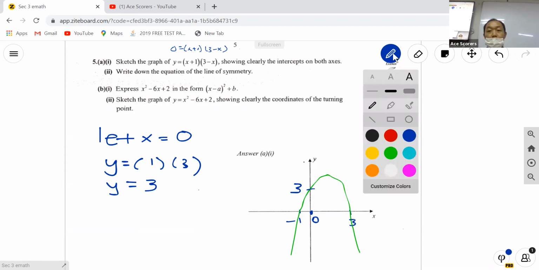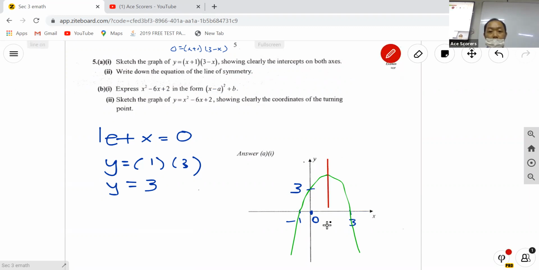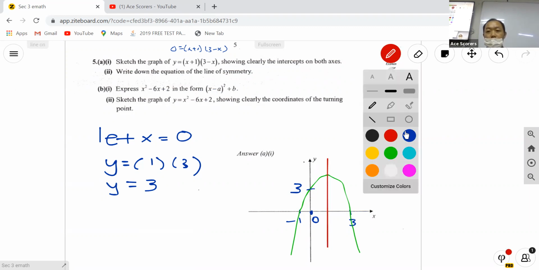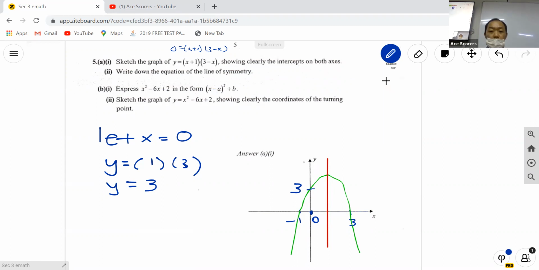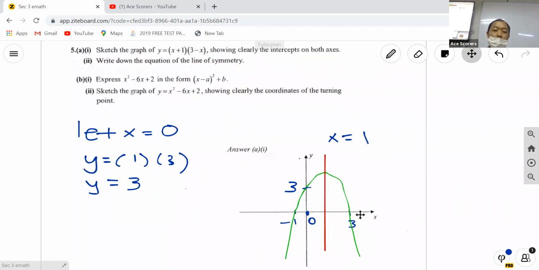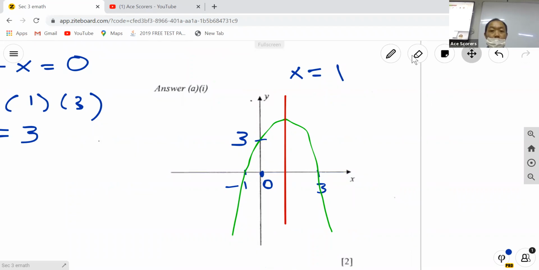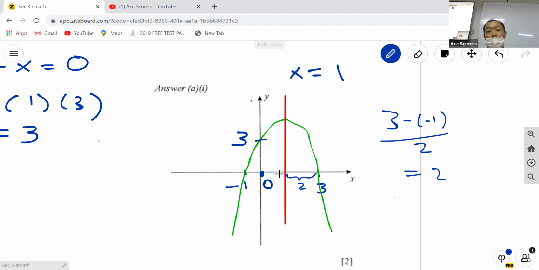Part 2, write down the equation of the line of symmetry. So the line of symmetry is in the middle, like that, right? What's the equation of this line? x equals to... are you sure it's 2? No, 1. How come it's x equal to 1? I thought negative 1 plus 3 also. Why plus 3? It's 3 minus negative 1, that's 4. So it's 2, right? But 2 is the gap. It doesn't show you the coordinate. The gap here is 2. So this has to be 1.